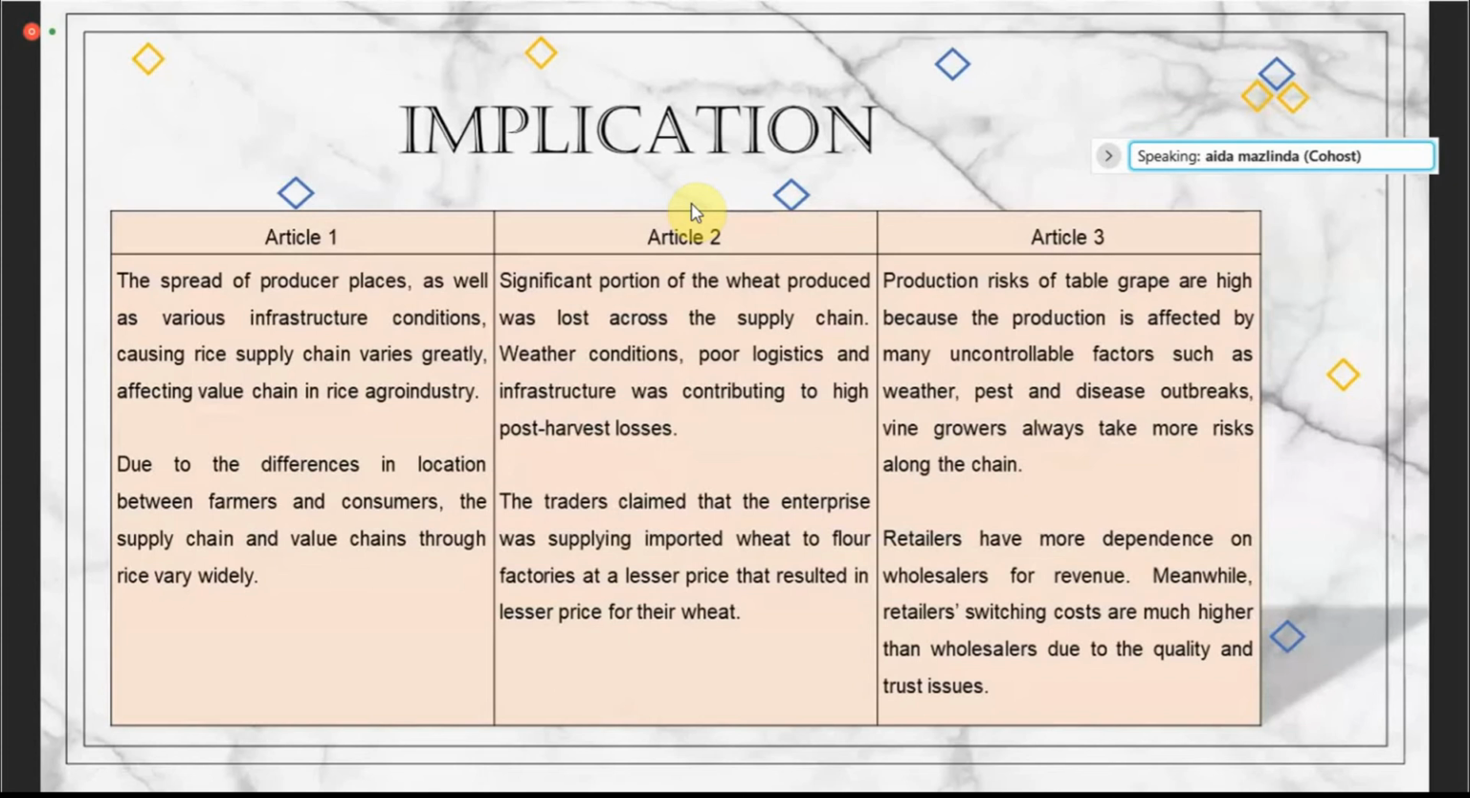Article 3, production risks of table grape are high because the production is affected by many uncontrollable factors such as weather, pest and disease outbreak. Wine growers always take more risk along the chain. Lastly, retailers have more dependence on wholesalers for revenue. Meanwhile, retailers' switching costs are much higher than wholesalers due to quality and trust issues.